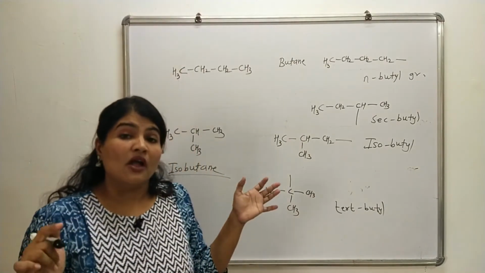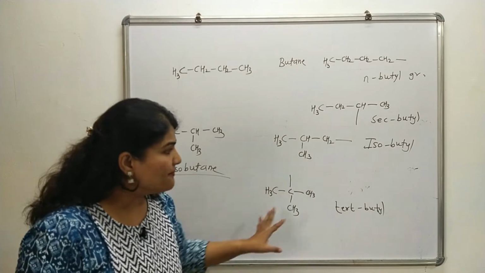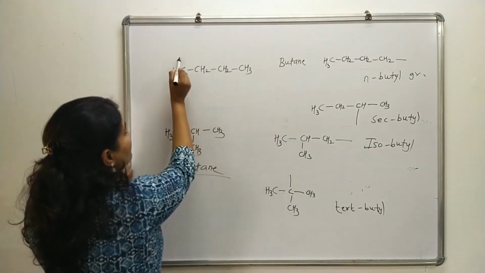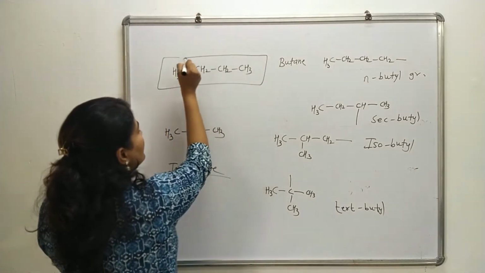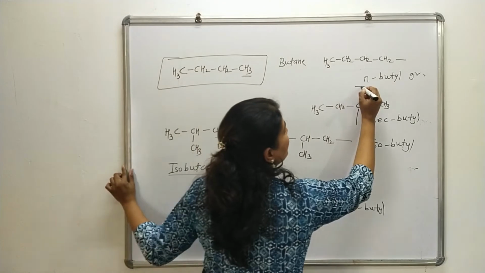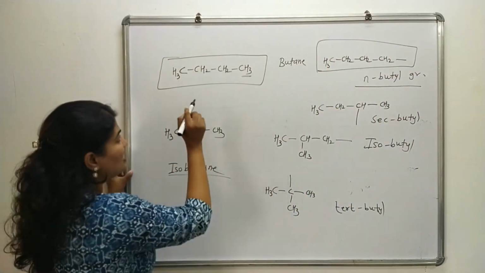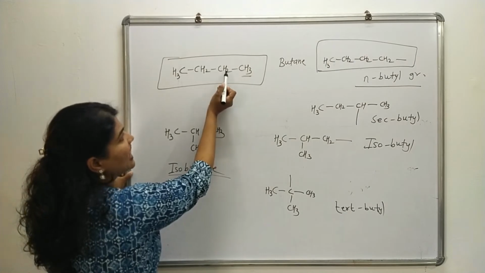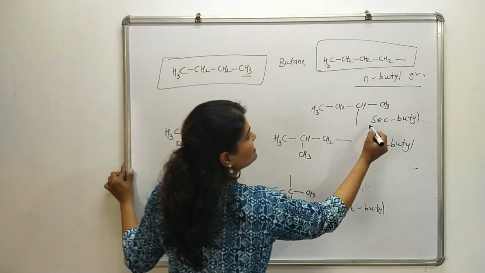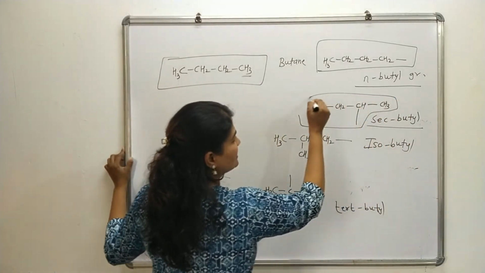So from a 4 carbon hydrocarbon, which is butane, there are multiple alkyl groups possible. I will revise it one more time. If this is butane, and if you remove the hydrogen from the terminal carbon atom, then you will get the n-butyl group, which is a straight chain alkyl group. If you remove a non-terminal hydrogen from this same structure, then what will you get? You will get a secondary butyl group like this.